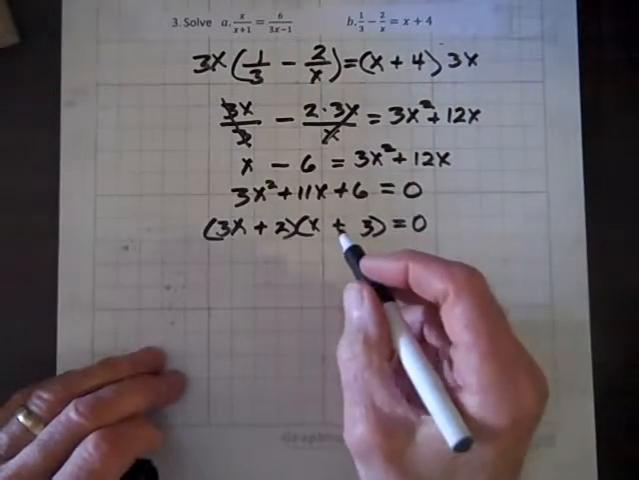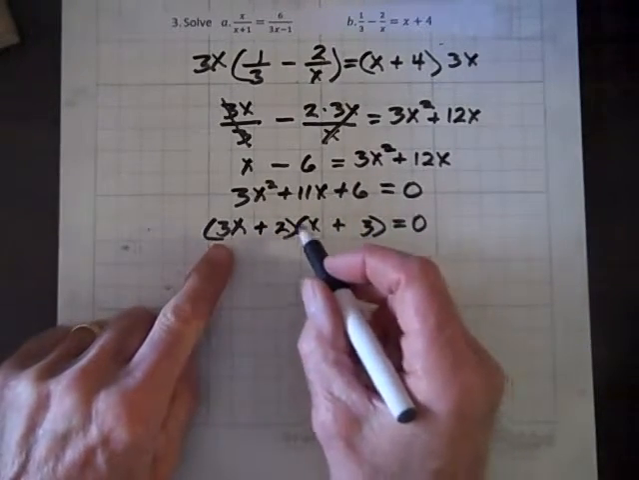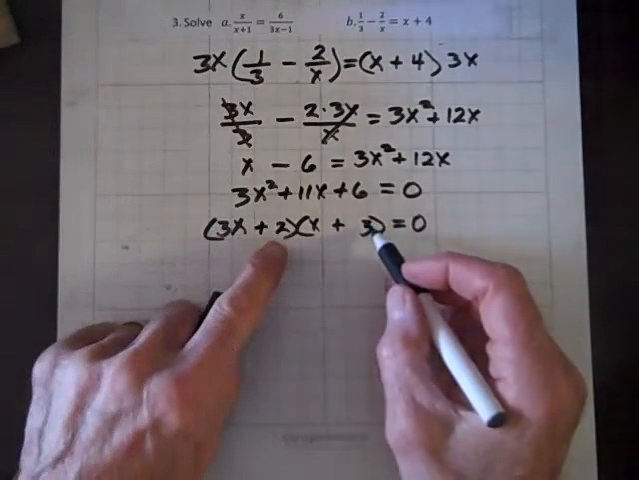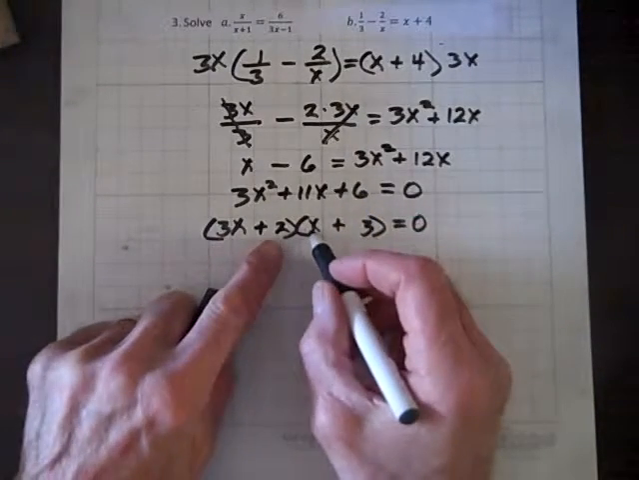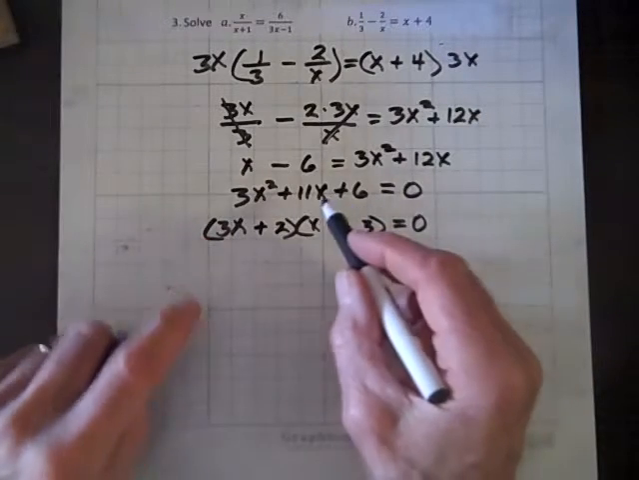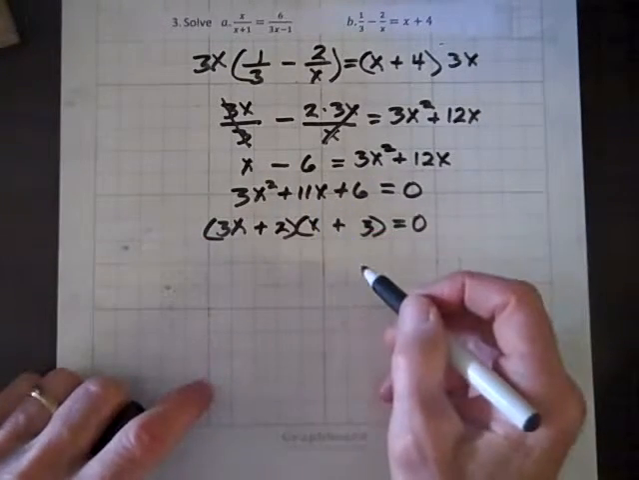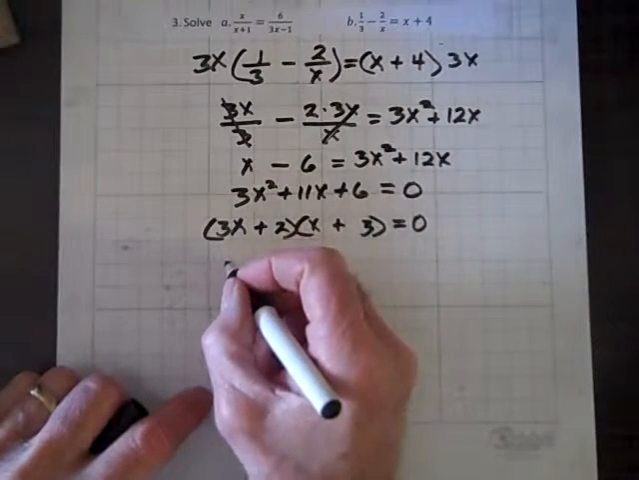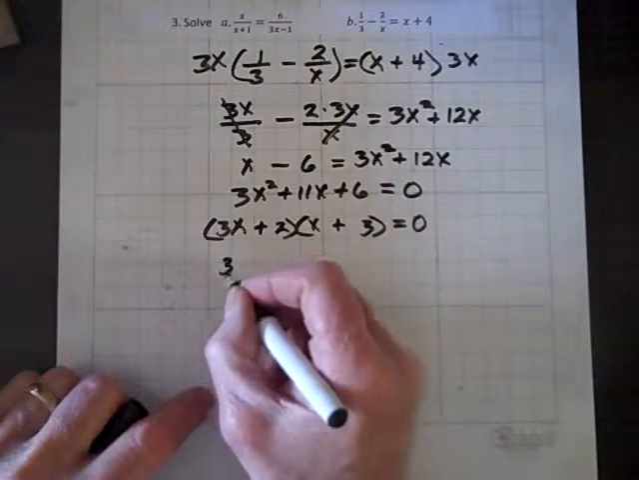So let's try this out. 3x times x is 3x squared. 2 times 3 is 6. This product is 2x. This product is 9x. When you add those up, there's our 11x. So it worked. Now we'll set each factor equal to 0 and solve.